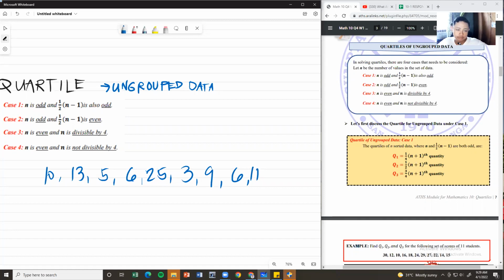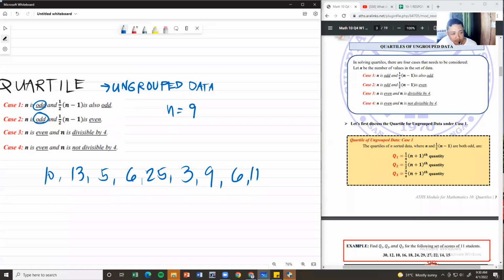So let's first identify our given. Let's count. What's our n? Type the answer in the chat box, please. How many numbers are there? There are 9. So in which cases could this set of data possibly belong? If n is odd, either case 1 or 2. Very good. We have an odd number, and this is 9. So n is equal to 9, so it's either case 1 or case 2.